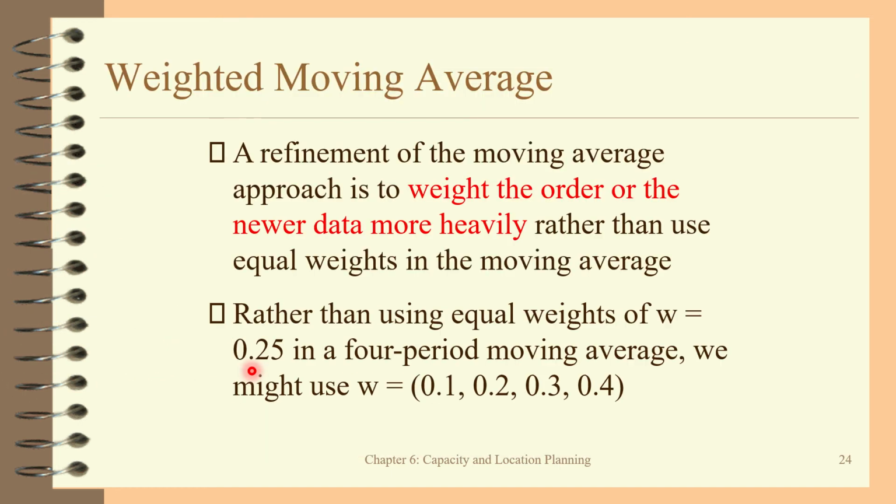But if we are going to use it in the weighted moving average, we may give the weights like 0.1, 0.2, 0.3, and 0.4. The summation of all weights always equals 1. And you can notice that the newer data is given the highest weight.